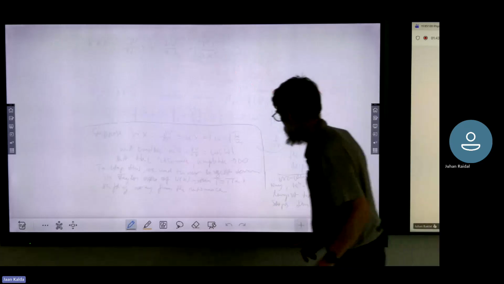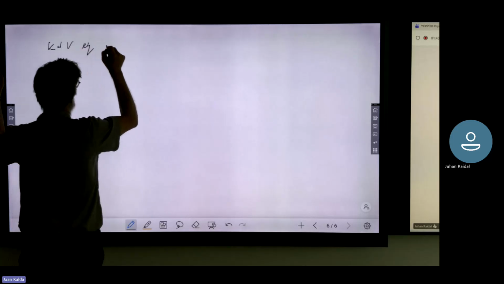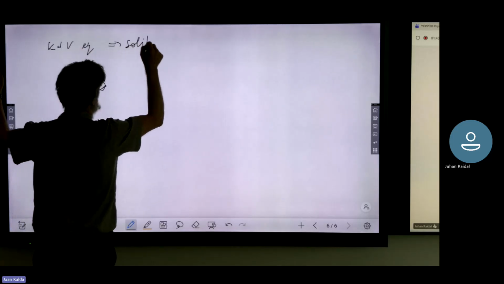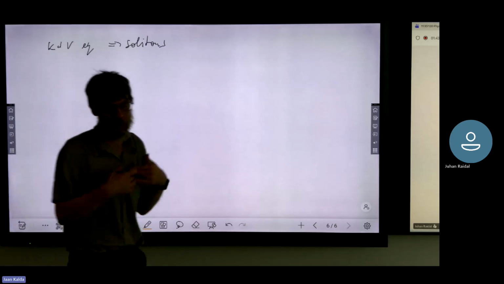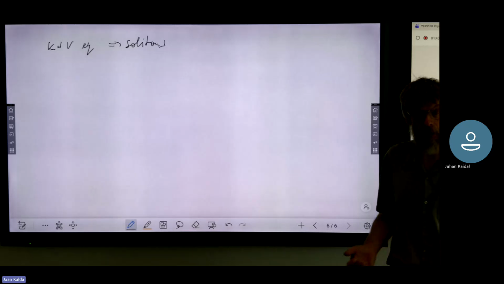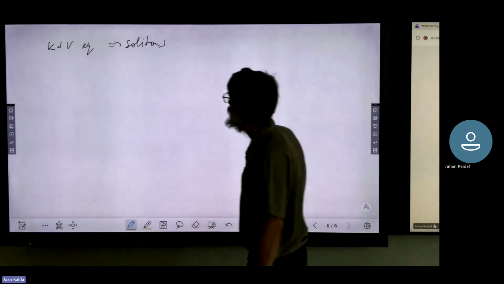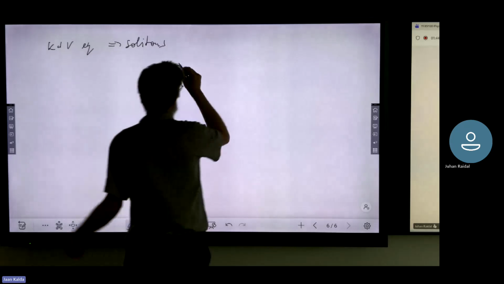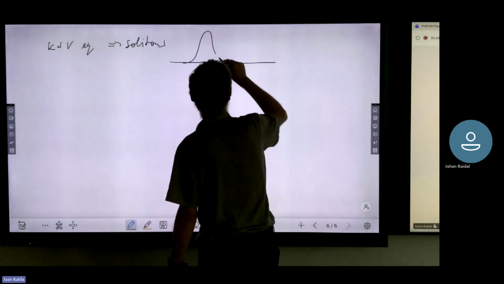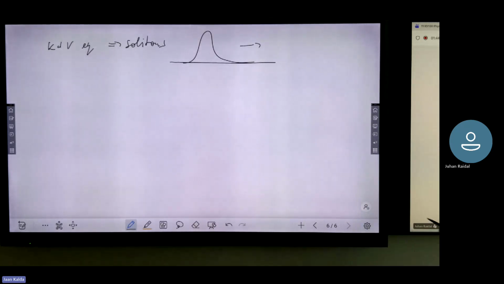So, the KdV equation and solitons. What are solitons? Solitons are waves that can propagate without changing shape. Well, normal sinusoidal waves in the linear world are also like that. But in the case of nonlinear equations, it's a little different. So you have a certain phase, and then that propagates. Now let us see how it works out in the case of the KdV equation.